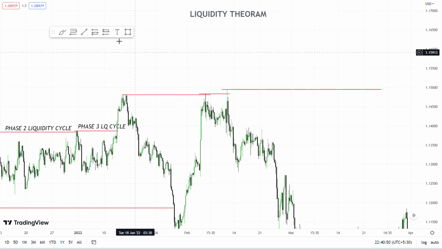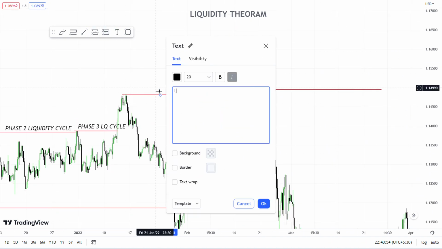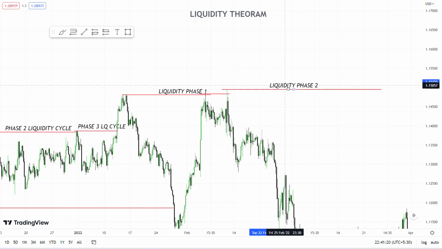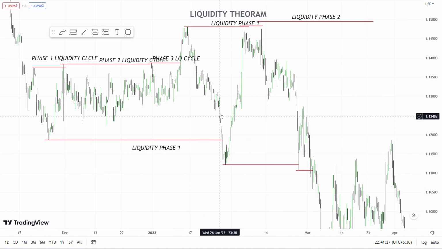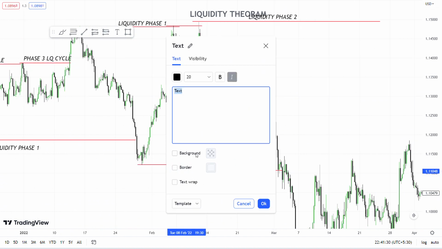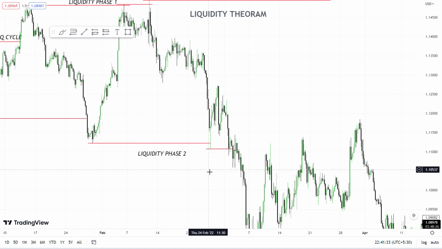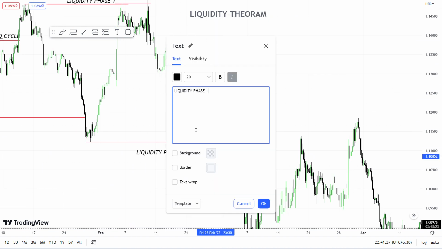Let me annotate it quickly for you, the liquidity phases, so it will not be confusing. I will also explain why these liquidity buildups happen in the markets by the market maker. Liquidity phase 1 here, right? Let me copy this. And here liquidity phase 2, and here liquidity phase 1, and here liquidity phase 2, and here liquidity phase 3, right?